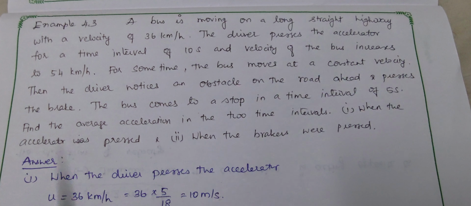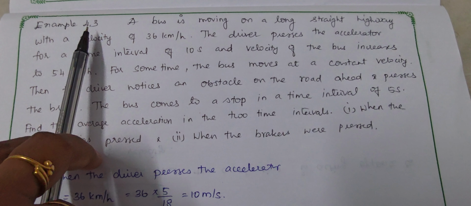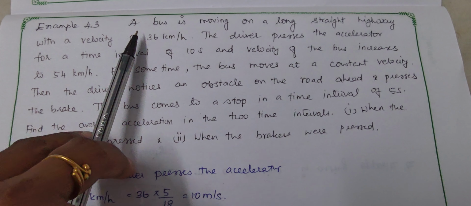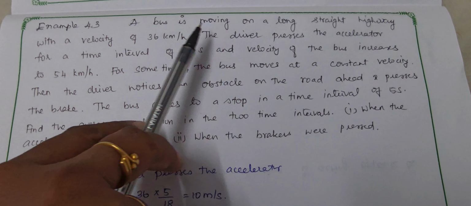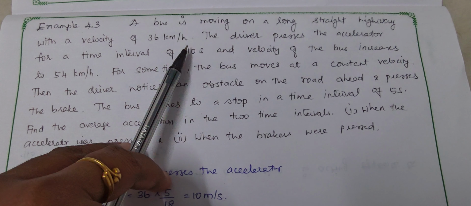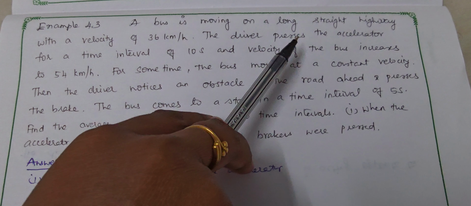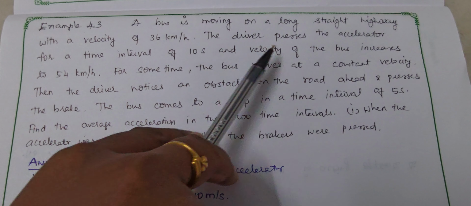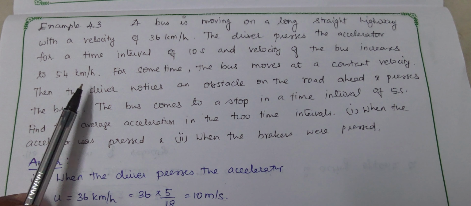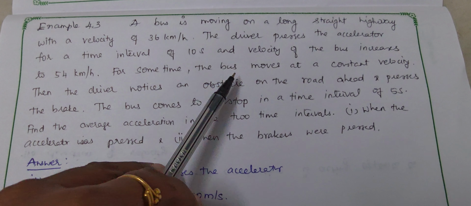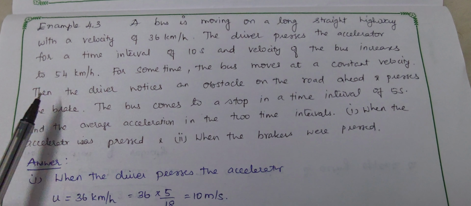Hi kids, let's see the next example 4.3, grade 9 physics NCERT syllabus. A bus is moving on a long straight highway with a velocity of 36 km per hour. The driver presses the accelerator for a time interval of 10 seconds and the velocity of the bus increases to 54 km per hour. For some time, the bus moves at the constant velocity.